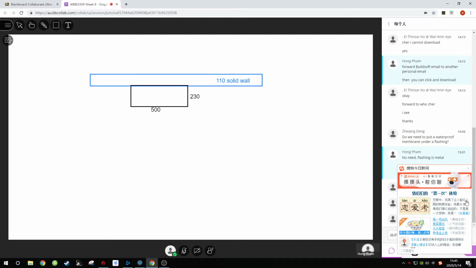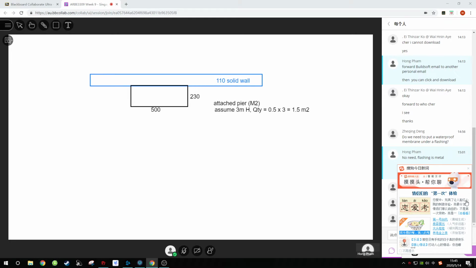If we have the same thing, this is called an attached pier. We measure in meter square. Assume 3 meter high. Quantity will be equal to 0.5 times 3, 1.5 meter square.